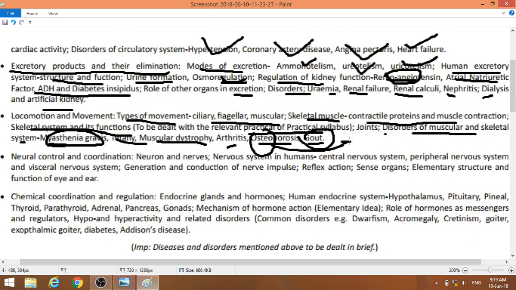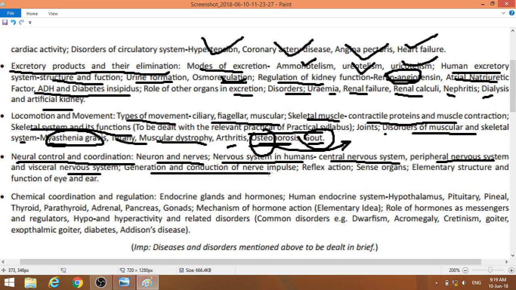Which hormone affects it? That was estrogen, and another was parathyroid hormone. So neural control and coordination: the neuron and the nervous system in humans, central nervous system, peripheral nervous system, and visceral. Then generation and conduction of nerve impulse, reflex action, sense organs, elementary structure and function of the eye.